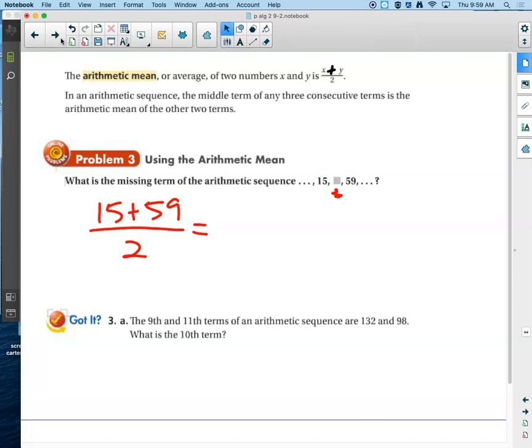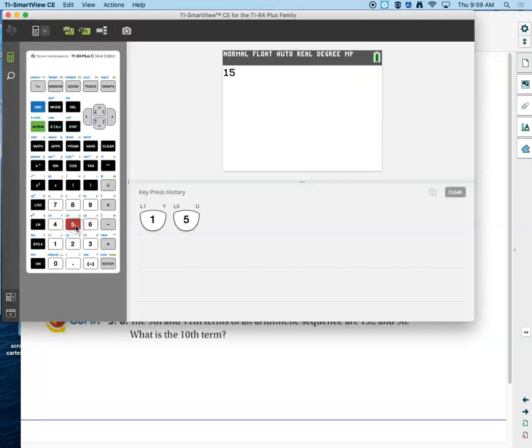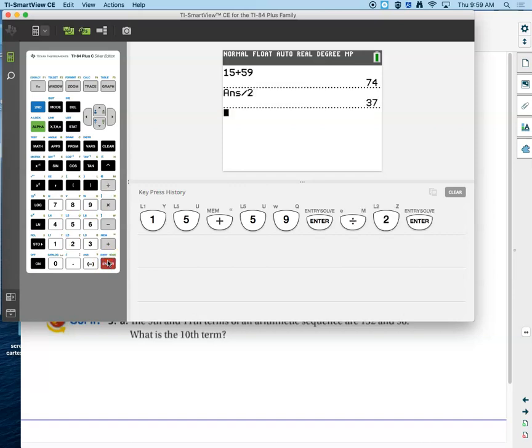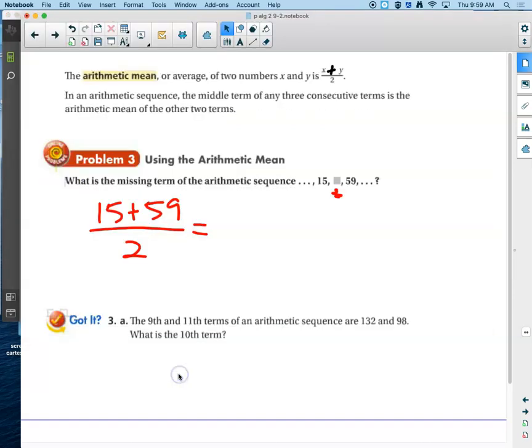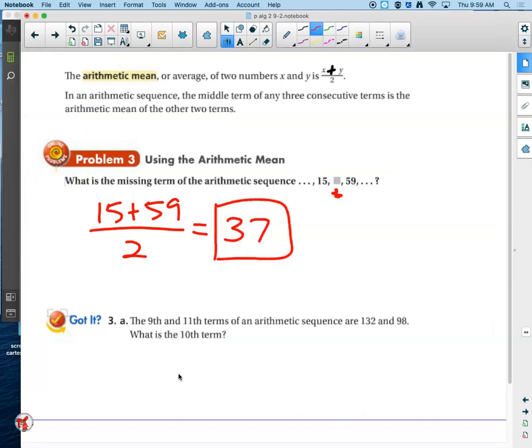And if you don't want to do that in your noggin, you wouldn't have to. So there it is. Again, this is just used if we're missing a middle term in there.